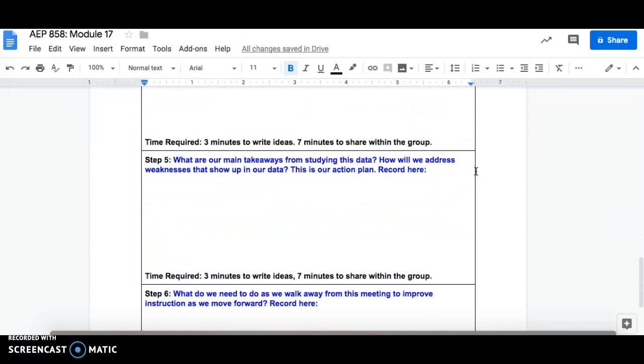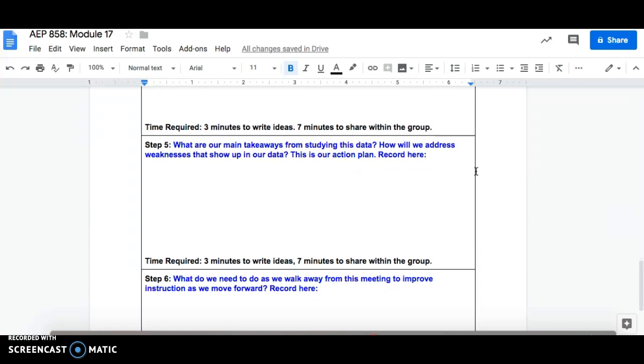Step 5, what are our main takeaways from studying this data? How will we address weaknesses that show up? This is our action plan. So this is kind of summarizing what we've been discussing, and also again helping us just focus on an action plan moving forward. This is again a 10-minute step, so about 3 minutes to write some ideas down, 7 minutes to share within the group.